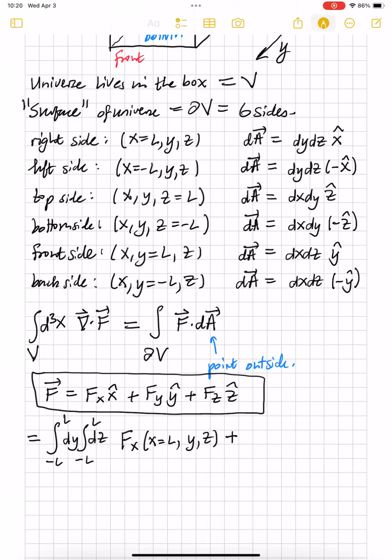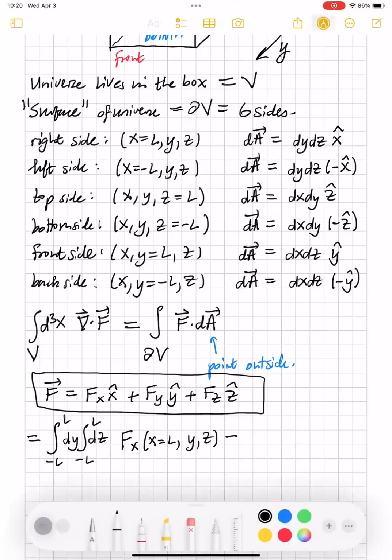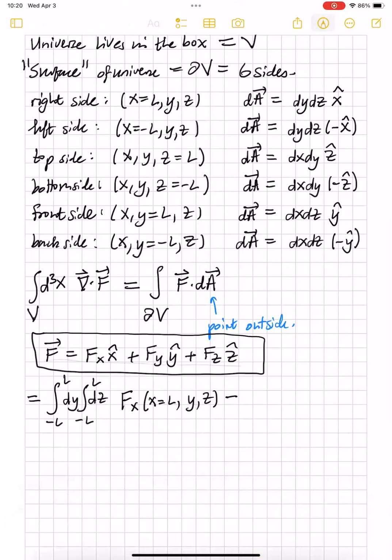Good. So I wrote down the contribution coming from the right side. Why don't you try to write down the contribution coming from the left side, and let's see if we get the same answer. Pause the video and try it. Okay, you got an answer. Good. This is what I got by doing exactly the same thing. Again, an integral dy dz, from minus L up to L. The reason there's a minus is that there's a minus sitting inside dA for the left-hand side. And then we've got fx, with x at minus L, and then any y and z.